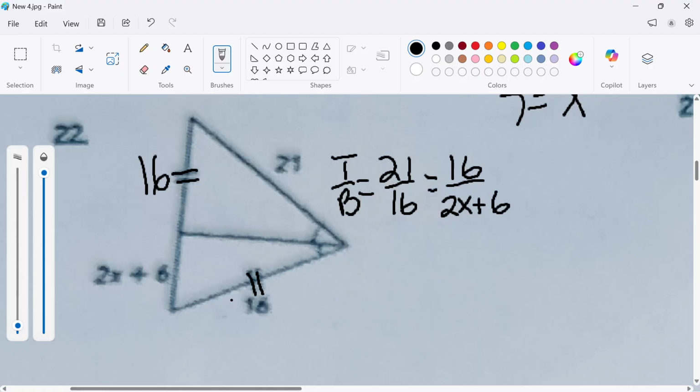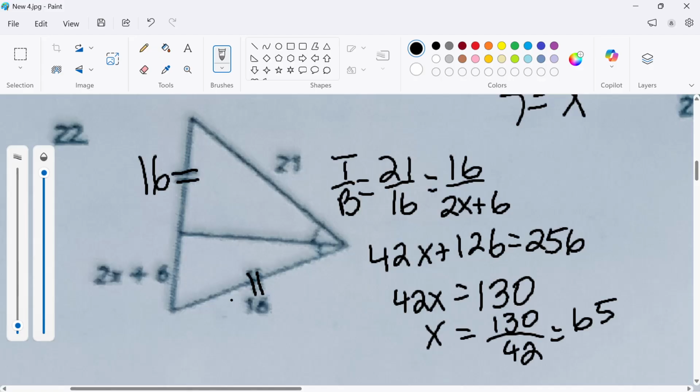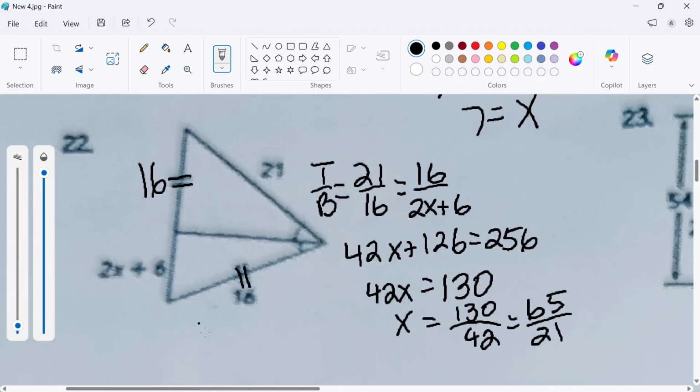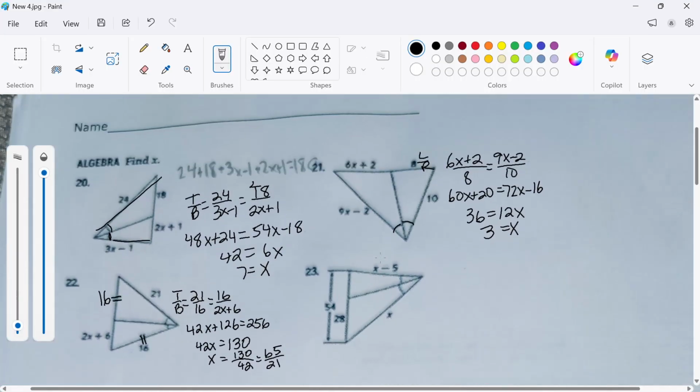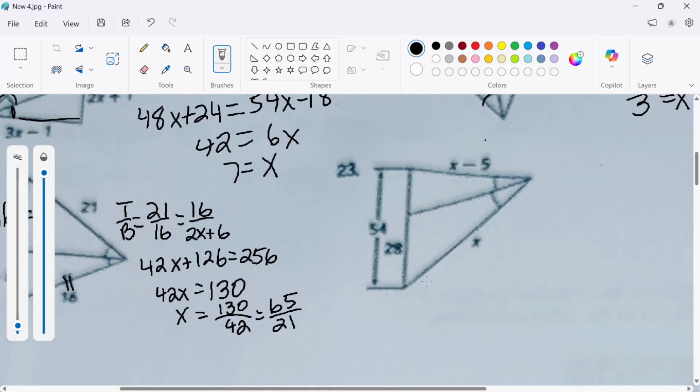Cross multiply. 21 times 2x plus 6 is 42x plus 126 equals 16 times 16 is 256. 42x equals 130. See, I'm telling you, this isn't coming out even. x equals 130 over 42 equals 65 over 21. That's not even, but that's the answer. I guess you can use your calculator to find out exactly what that is. What's that, 3 point something, 3.1-ish? It's very strange, though.